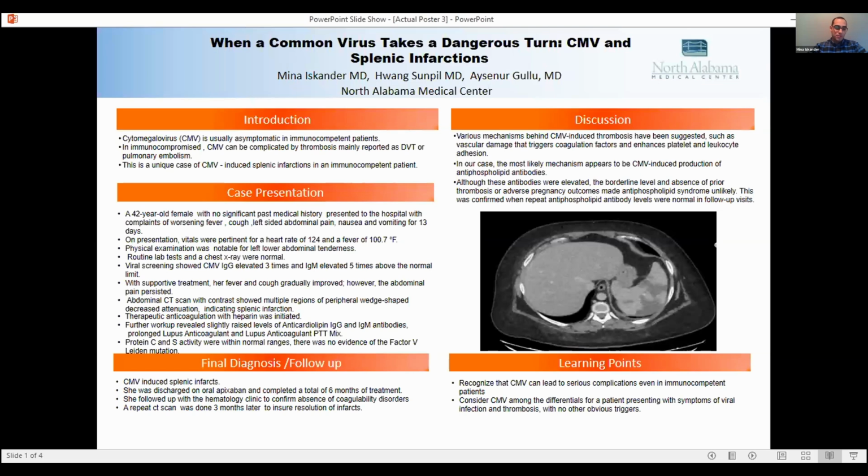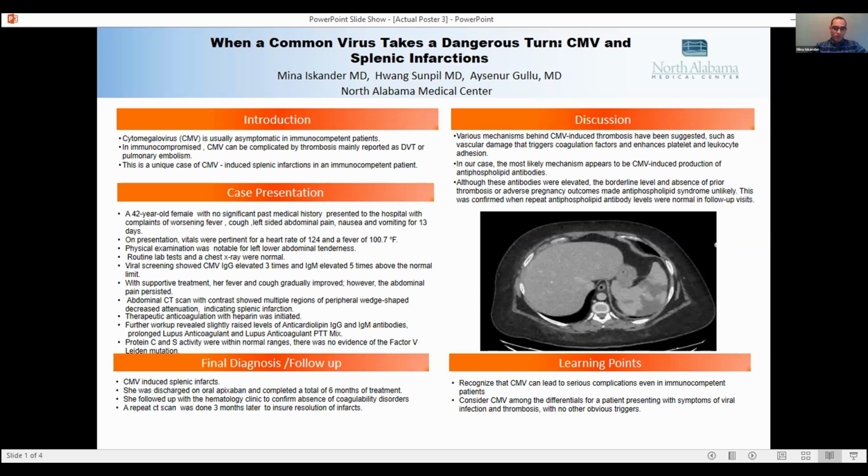There have been multiple theories proposed on how viruses, and how CMV, induce thrombosis, and among these were direct endothelial injury or platelet aggregation. In our case, the transient elevation of antiphospholipid antibodies might play a role in how these viruses induce thrombosis.